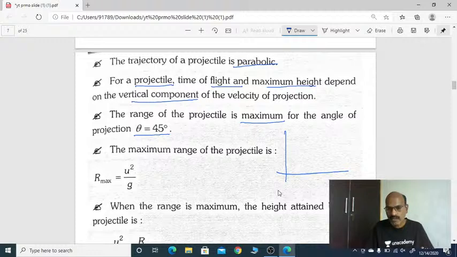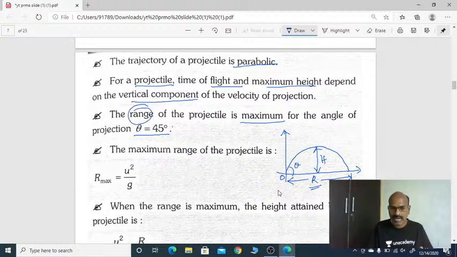This is the projectile, now it reaches here. This is the maximum height, H maximum, from the point of projection. Theta is the angle of projection. This is the range, the maximum horizontal distance. So the projectile's maximum range will be at an angle of 45 degree. The maximum range of the projectile, we know, R max equal u square by g.